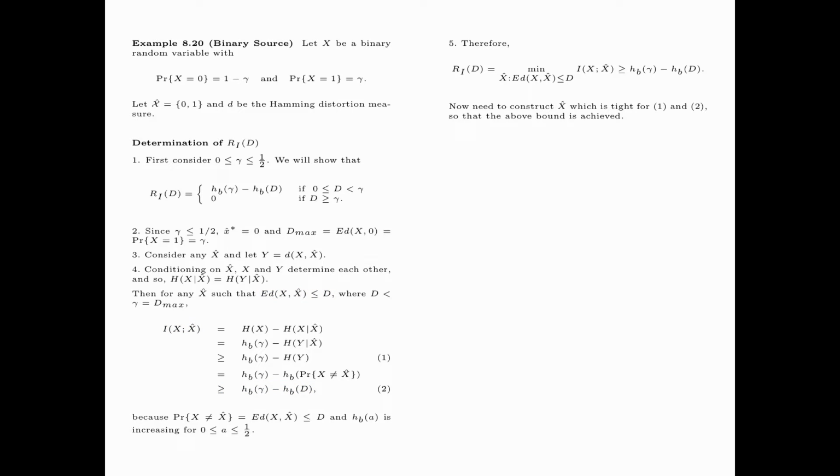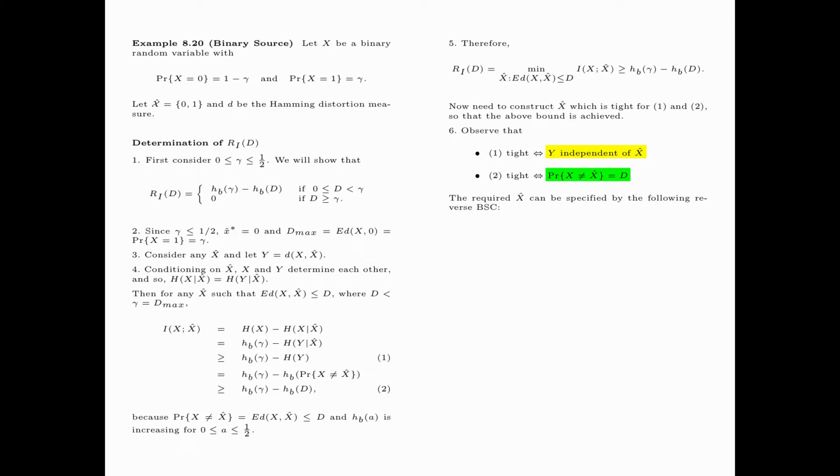To prove that this lower bound is indeed tight, we need to prove that the inequalities in 1 and 2 can be tight simultaneously. Observe that the inequality in 1 is tight if and only if H(Y given X hat) is equal to H(Y), that is, Y is independent of X hat. And the inequality in 2 is tight if and only if the probability that X is not equal to X hat is equal to D.